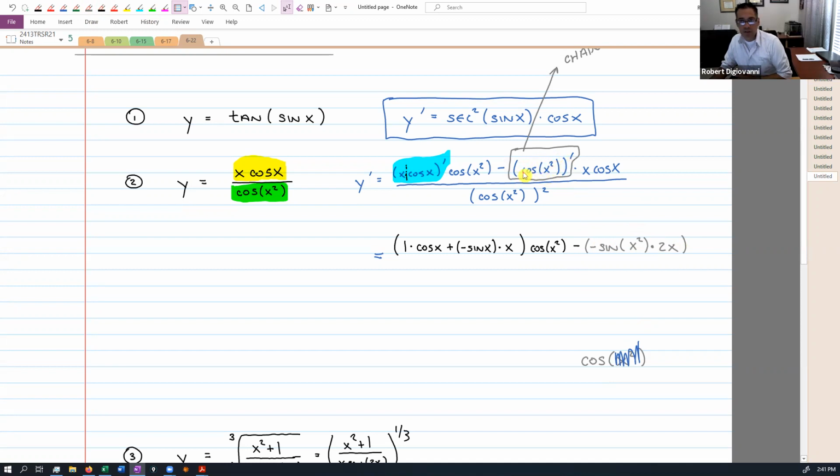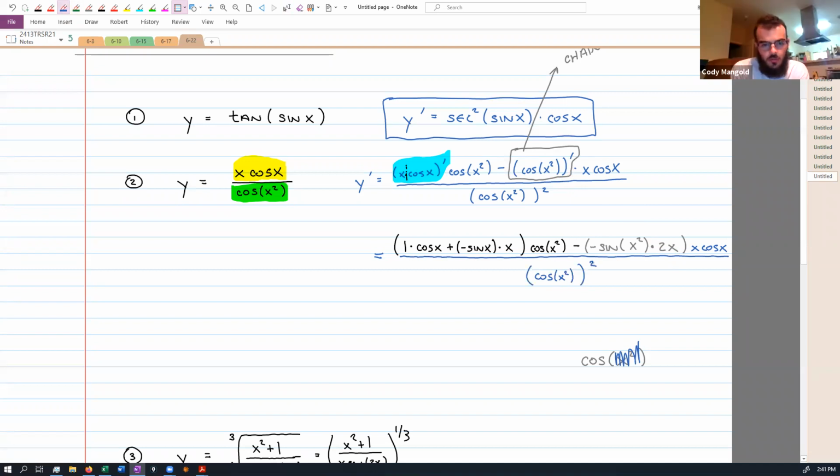Now that is just the derivative here. Derivative of cosine of something is negative sine of that something in here. Then the chain rule says multiply by the derivative of what's inside. Derivative of what's inside is 2x. And now I'm done with the chain. Now I still have to tack onto that x cosine x. And then all of that over cosine of x squared.